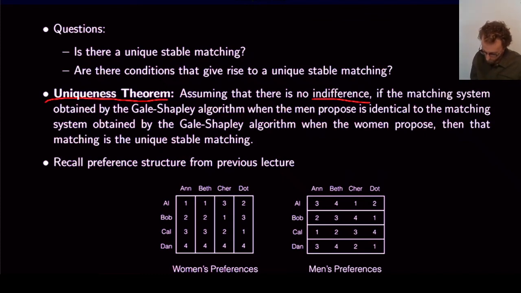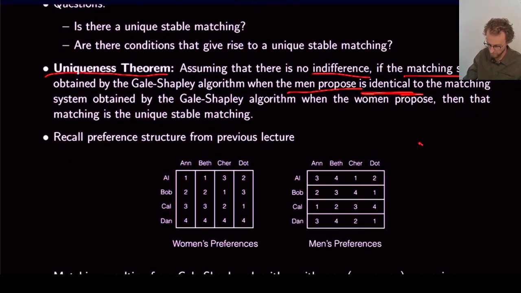Okay, so I'll just highlight the specific bits of the statement here. If the matching obtained by the Gale-Shapley algorithm when the men propose is identical to the matching obtained by the Gale-Shapley algorithm when the women propose, then that matching is the unique stable matching, right? And in math, when we say unique, we mean it's the only one that satisfies the particular things that we're trying to satisfy.